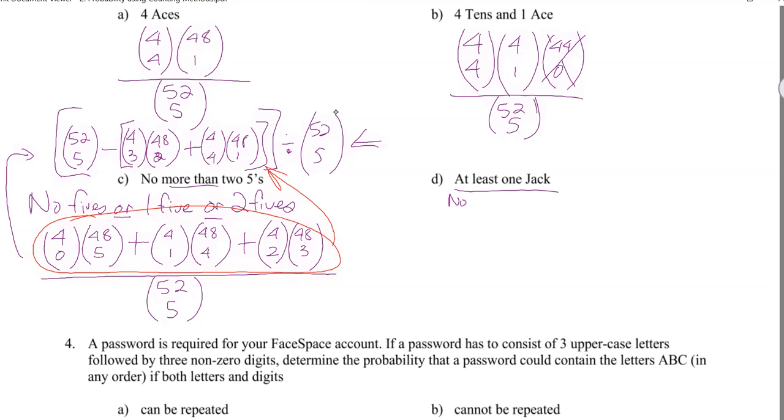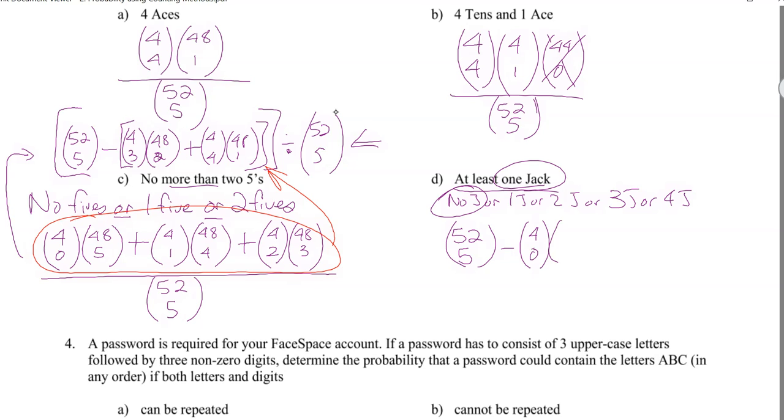So we have no jacks, or 1 jack, or 2 jacks, or 3 jacks, or 4 jacks. If we have at least 1 jack, the way to think about this is we don't have no jacks. So 52 choose 5. That's all possibilities. From that we subtract no jacks. There are 4 jacks, we want none of them. There are 48 other cards, we want 5 of them. And 52 choose 5 for the denominator because it's a probability.